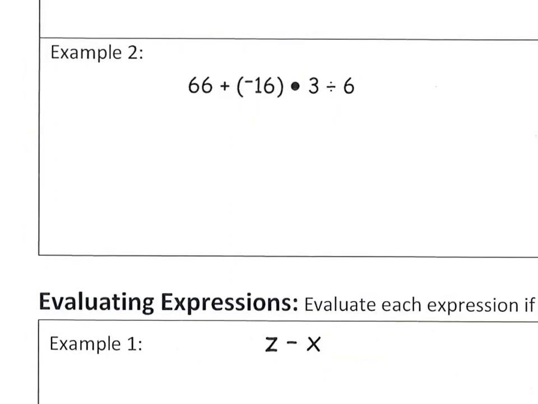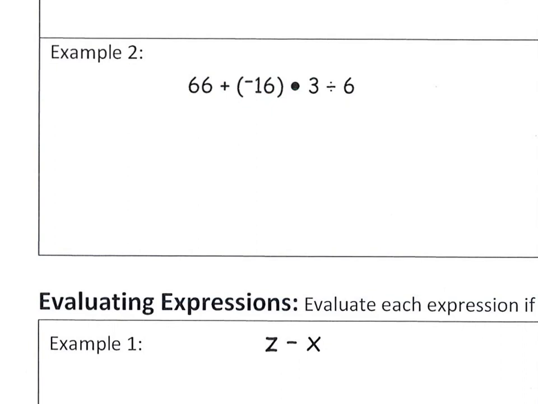Okay, so the next example, we're looking at 66 plus -16 times 3 divided by 6. First thing I look for is parentheses. In the parentheses, I see a -16. Nothing I can do with that, so we're going to move past parentheses. Exponents, there are no exponents. Multiplication and division, again, looking left to right.